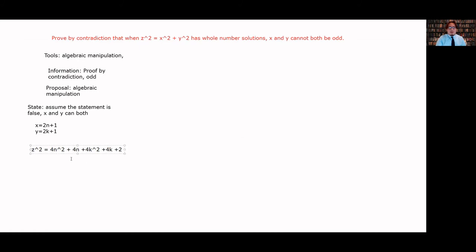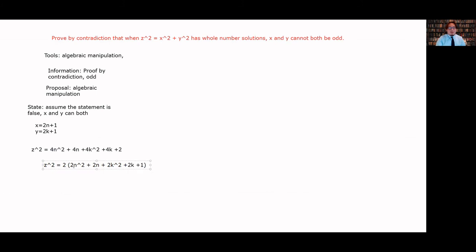Now, key thing I notice here is we're considering odd and even numbers, but this is even. So surely that means that we can write this that z squared is an even number, in this case 2, multiplied by some constant, which is 2m squared plus 2m plus 2k squared plus 2k plus 1.